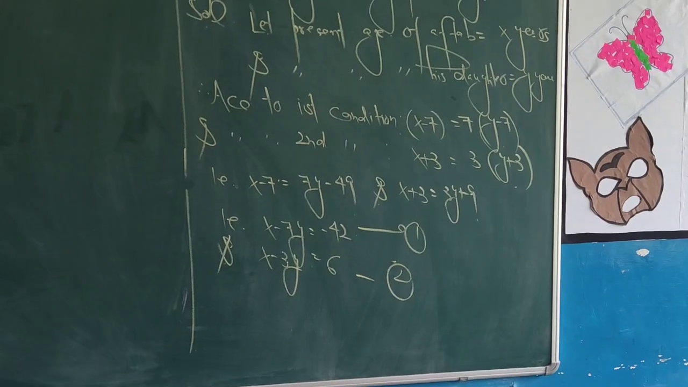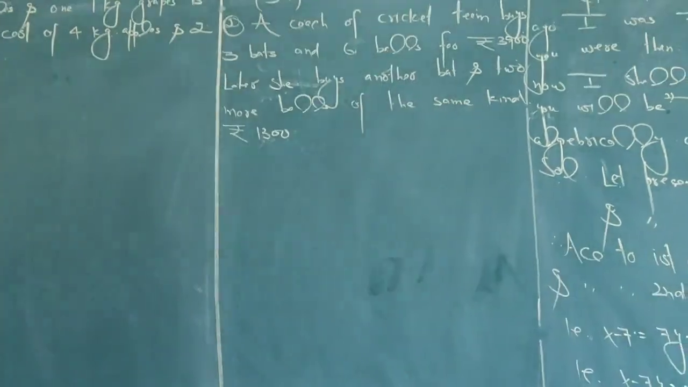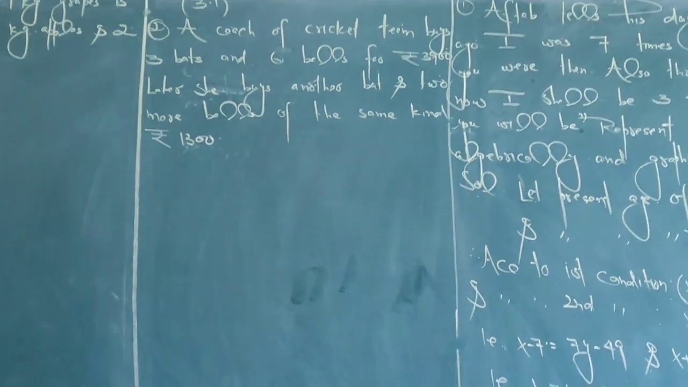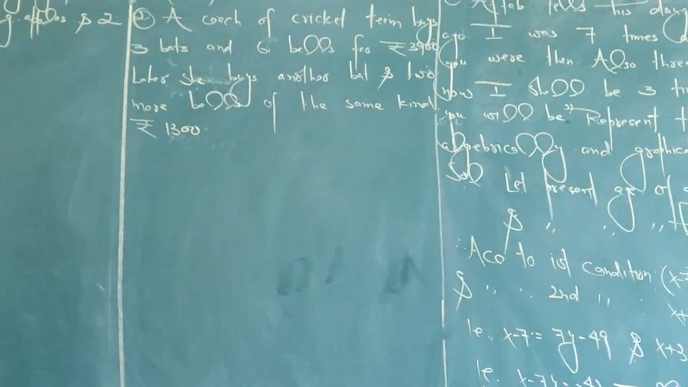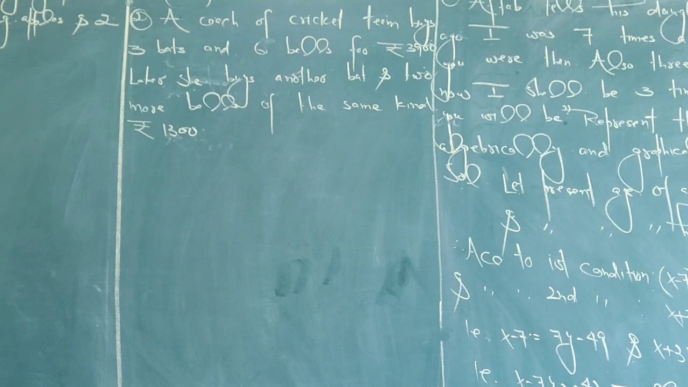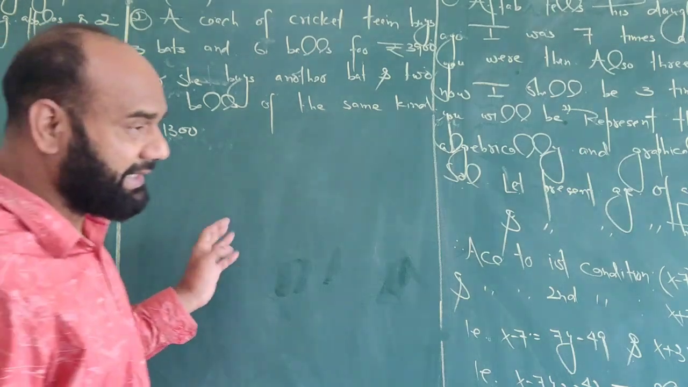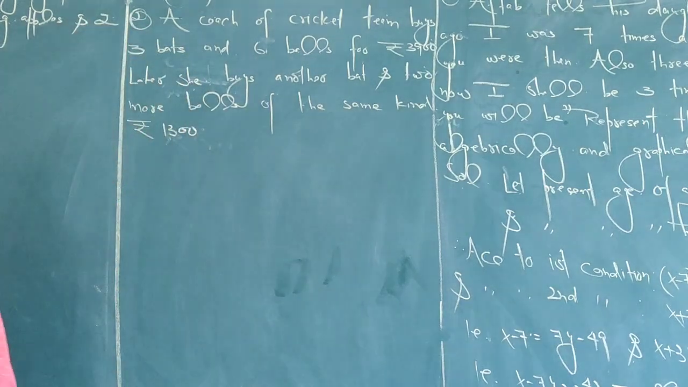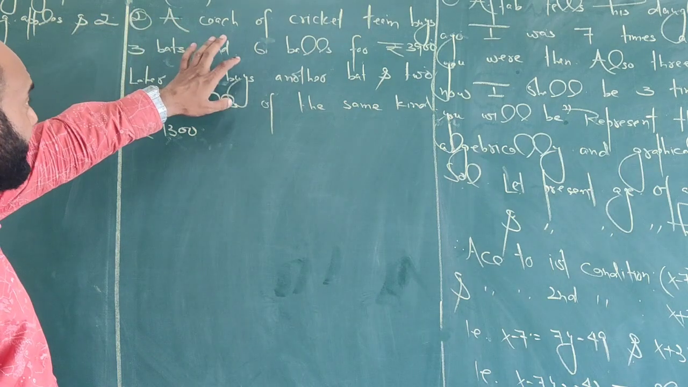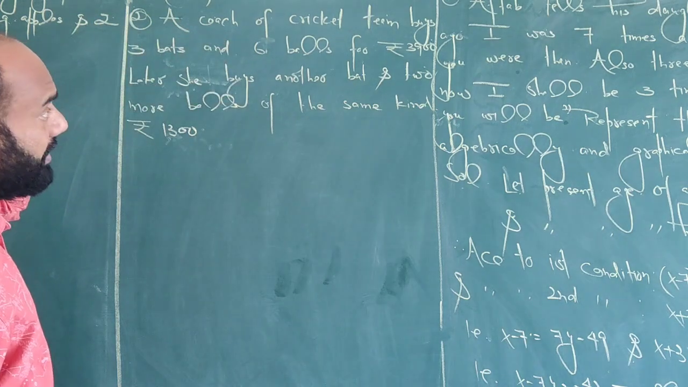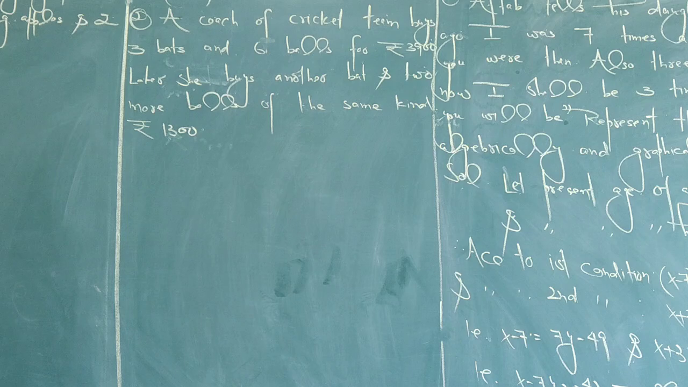Okay. Now the second question is, a coach of a cricket team buys 3 bats and 6 balls for ₹3,900. Later she buys another bat and 2 more balls of the same kind for ₹1,300. Represent this situation algebraically as well as graphically.